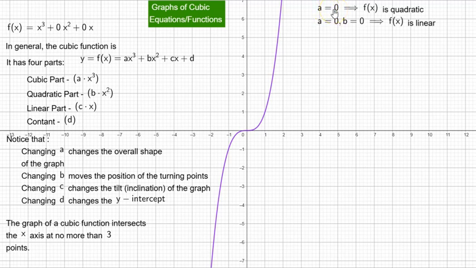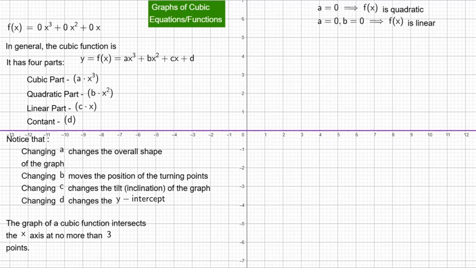Now, when a is equal to 0, f of x is quadratic. Of course, the other two should not be 0 in that case. But anyhow, let's see. So when a is equal to 0, what happened? Everything has become 0. a is equal to 0, b equal to 0, c equal to 0, and d is also equal to 0. So our equation has become y is equal to 0, which is the graph of the line which lies on the x-axis.